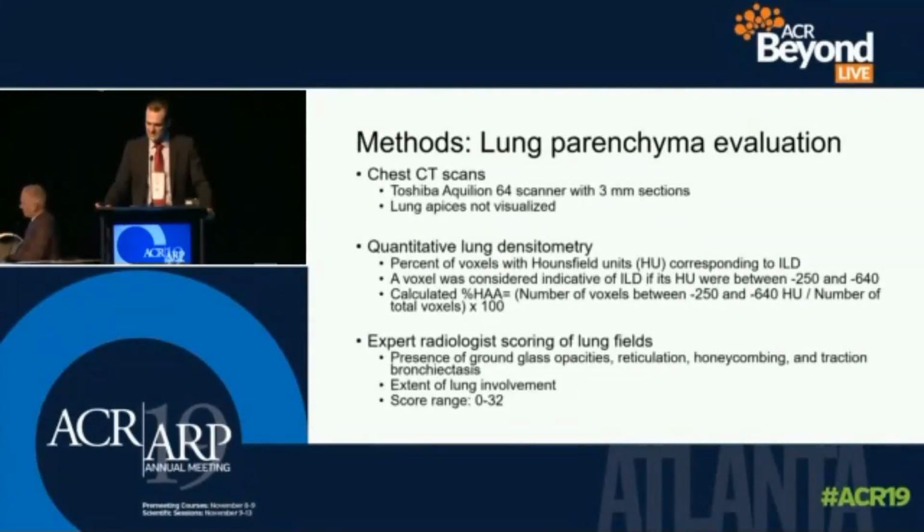Then we calculated the percentage of HAA, of high attenuation areas, using this formula here: the number of voxels in the ILD range divided by the total number of voxels, multiplied by 100. And this percentage of HAA reflects the extent of parenchyma involved with ILD. Also, an experienced pulmonary radiologist evaluated each scan of the baseline visit for ILD features and calculated a semi-quantitative score based on the presence and extent of ILD features, and the score range was from 0 to 32 points.